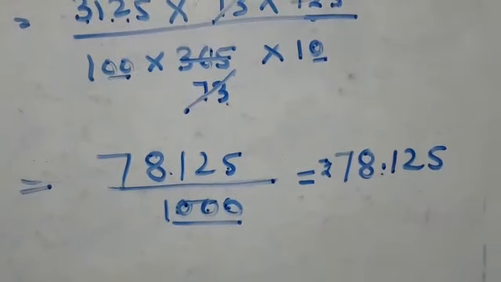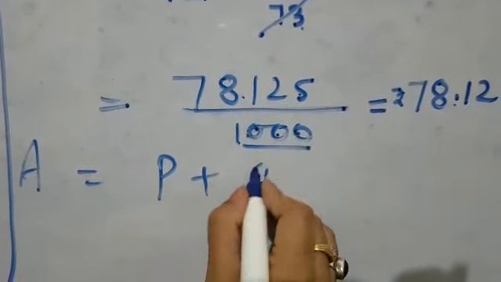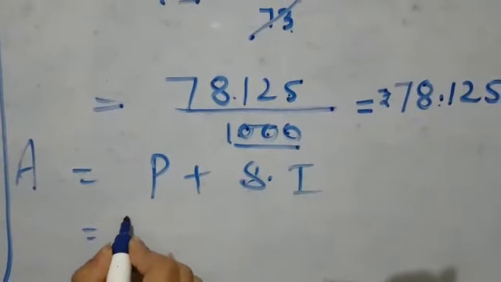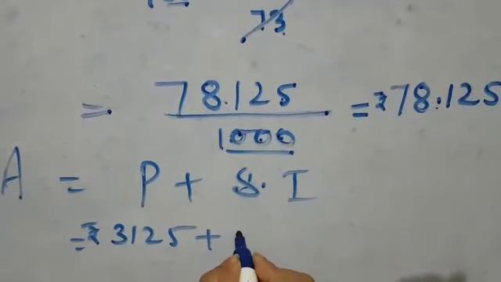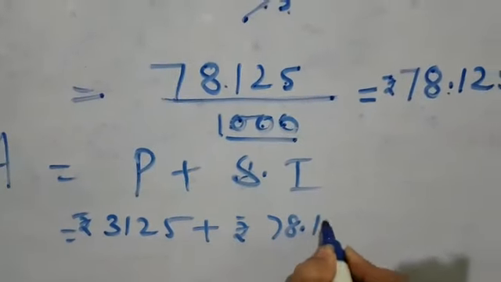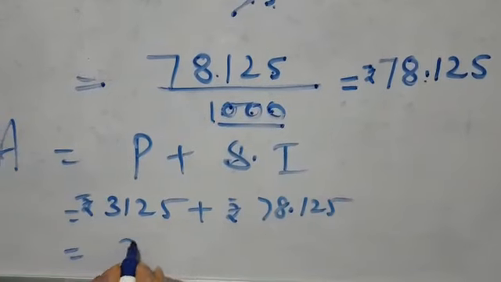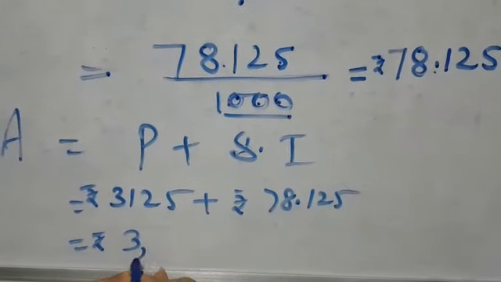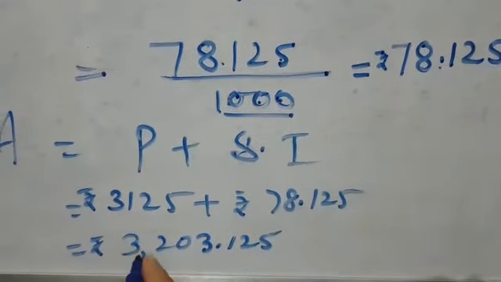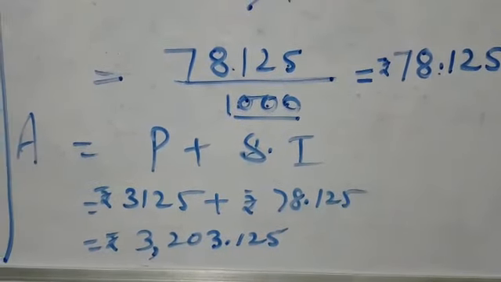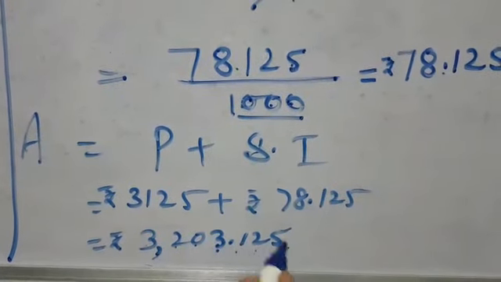Okay, so now you have to find the amount. You know the formula: principal plus SI. So principal was 3125. Don't forget to write rupees. Plus rupees 78.125, and the total will give you rupees 3203.125. You can add and you will find the sum 3203.125 as your sum.